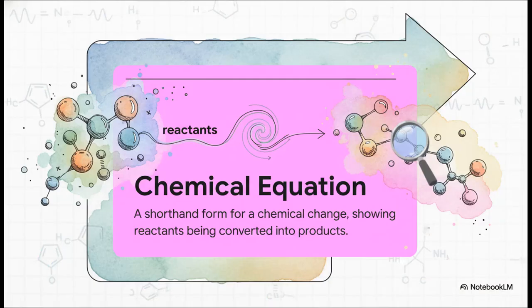Think of a chemical equation as the plot summary of a story. It's an incredibly powerful shorthand that tells you what happens during a chemical change. It shows you the characters at the beginning of the story, the reactants, and what they become at the end, the products. It's the whole story of transformation, right there in one line.